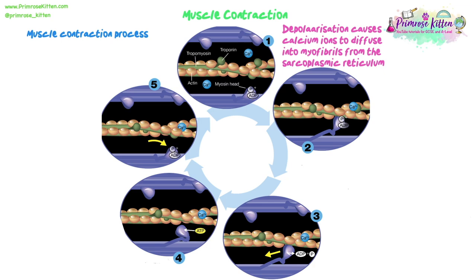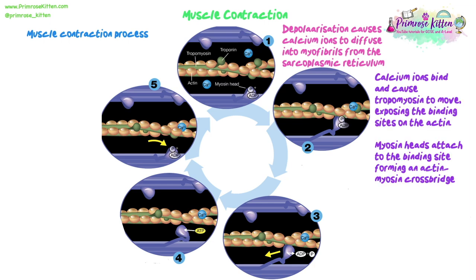So the first thing to think about is that the calcium ions are going to diffuse into the myofibril from the sarcoplasmic reticulum, as we just said, and they will have been triggered by that depolarization of the sarcolemma and the T-tubules and cause that release. Then the calcium ions are going to bind and cause the tropomyosin to move, exposing the binding sites on the actin. So they're going to bind there, cause a sort of shape change, which is going to expose those binding sites.